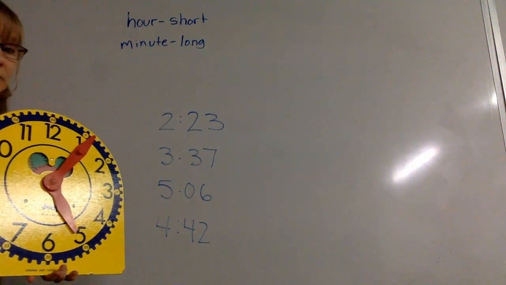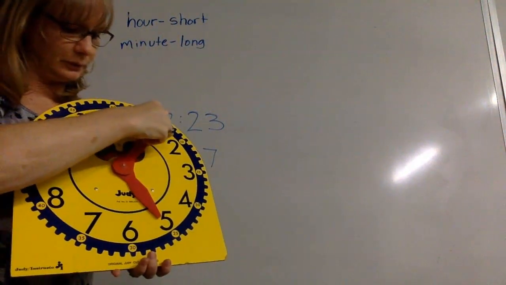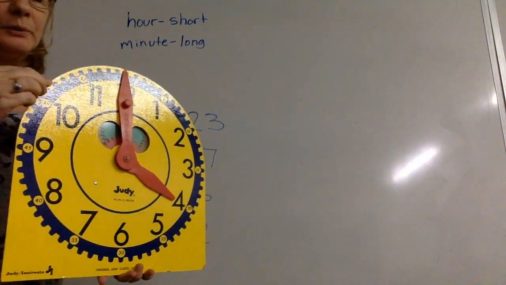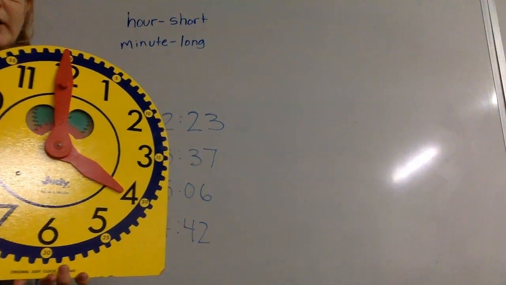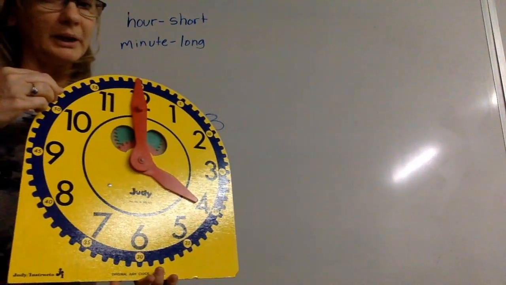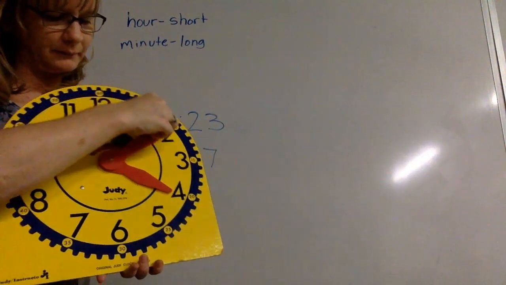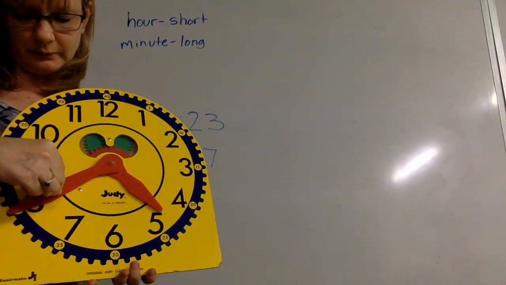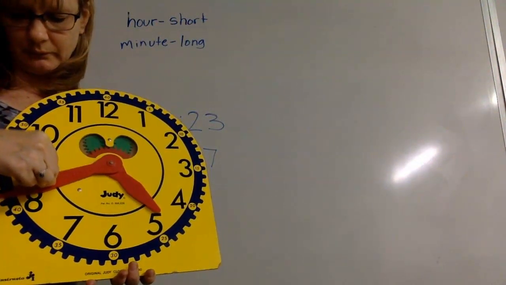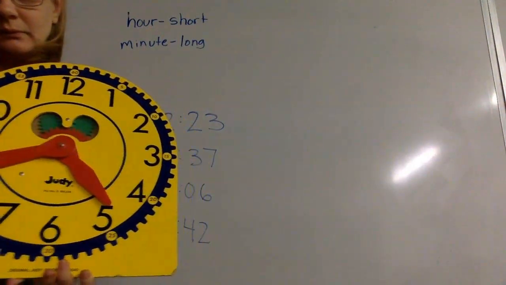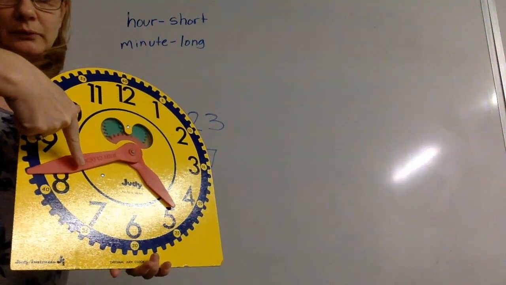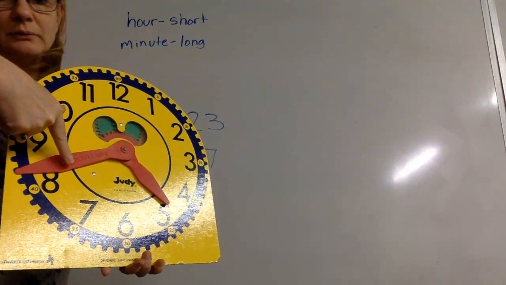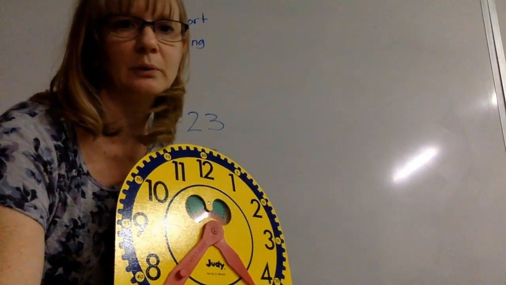Next, 4:42. I'm going back to the 4. There we go. We're at 4 o'clock. We need 4:42. That's a high number. 42 is a high number. So my hour hand is going to move almost to the 5. Here's 4:30, 4:40, 41, 42. There we go. 4:42. Notice the hour hand is almost on the 5. All right, let's get a worksheet up.